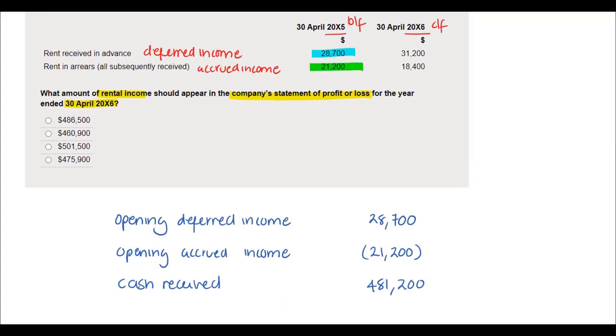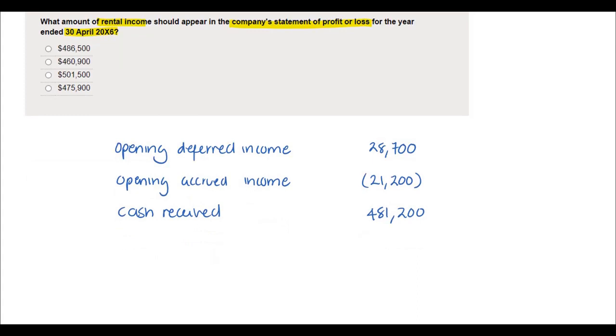Next, we're going to deal with the closing balances of deferred and accrued income, starting with the closing deferred income. Now, closing deferred income needs to be deducted. It relates to next year. We're going to remove it from the balance of the rental income that we show in our current year.